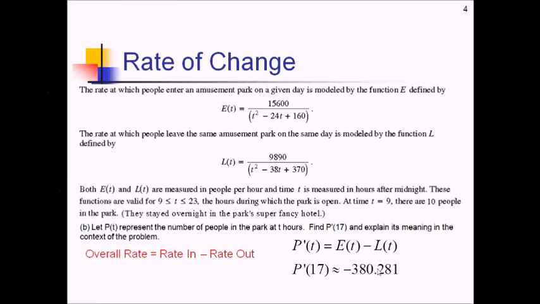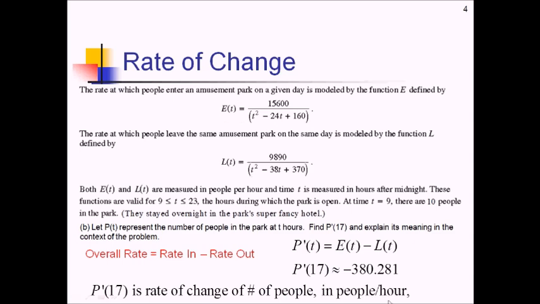So let's now interpret this in the context of the problem. They're basically saying, what is this talking about? Well, this is the rate at which the number of people is changing. The units on this are going to be people per hour because the rates that it was made up of, E of t and L of t, were also people per hour. And you always have to give a specific time or a time interval on these explain-the-meaning problems. So this is the rate at which the number of people is changing at time 17, or 5 p.m.